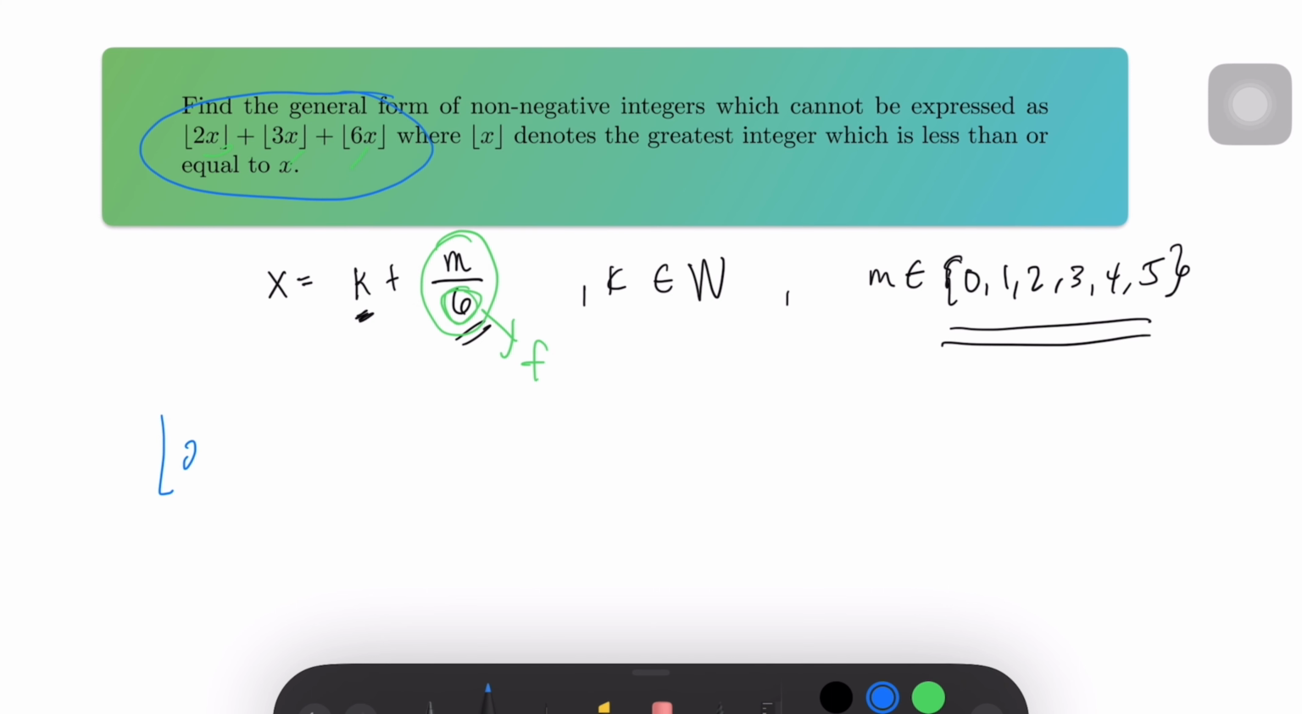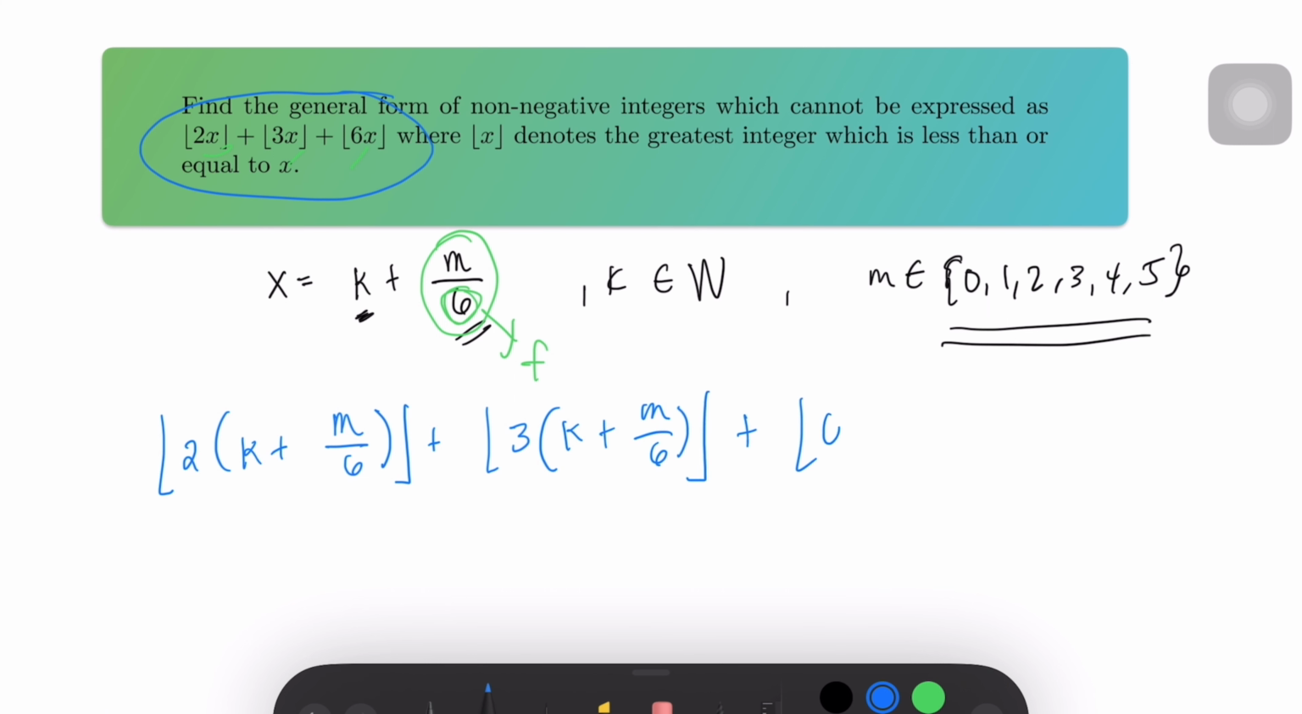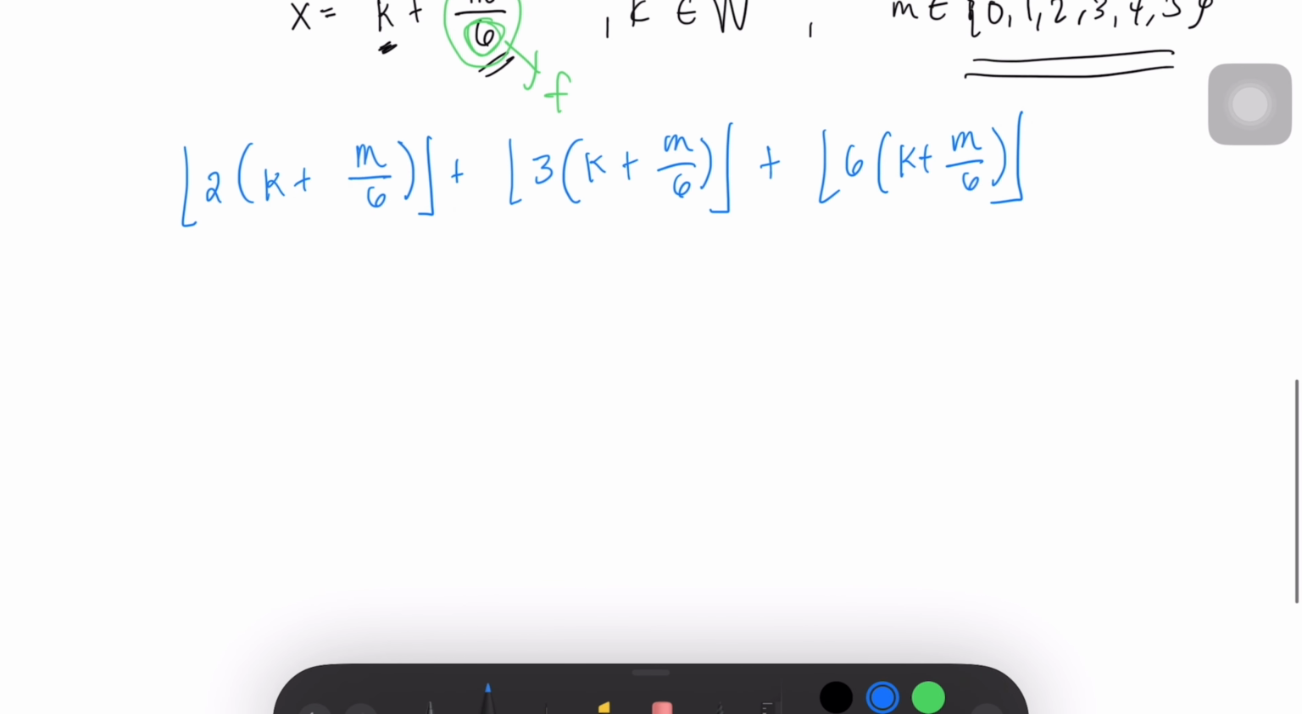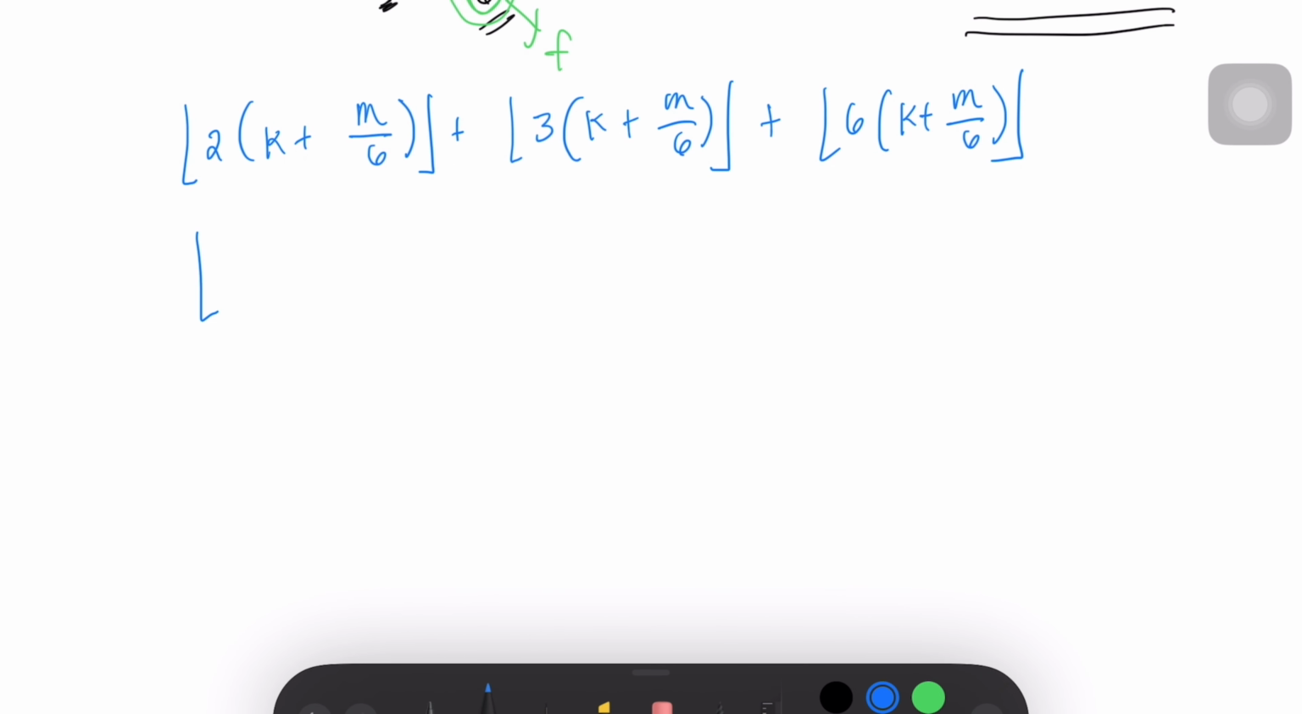So we get here the floor of 2 times k plus m over 6, plus the floor of 3 times k plus m over 6, plus the floor of 6 times k plus m over 6. I'll just distribute the coefficients for each of them. We get 2k plus m over 3, plus 3k plus m over 2, plus 6k plus m.